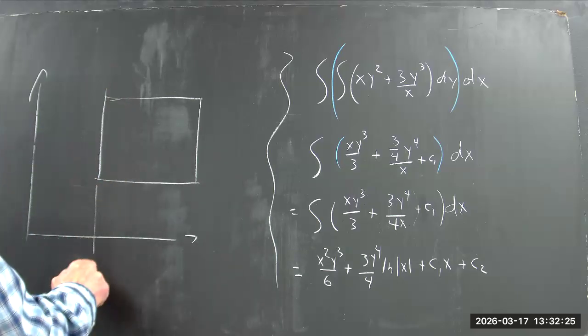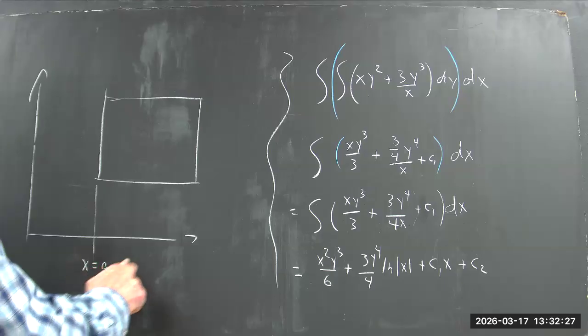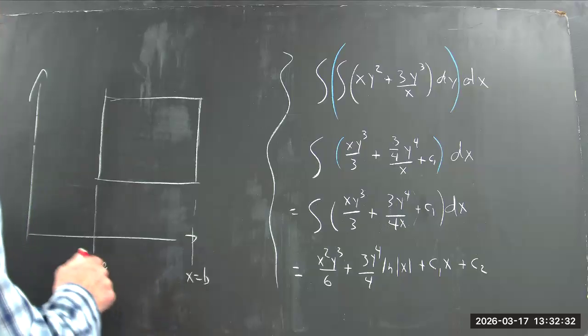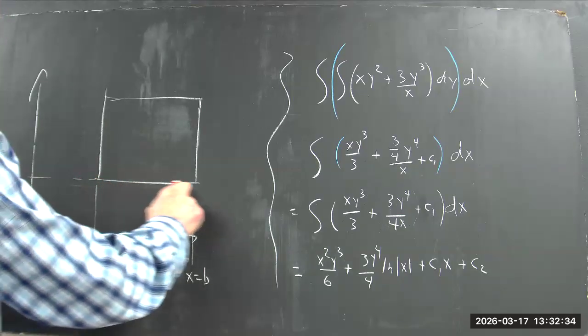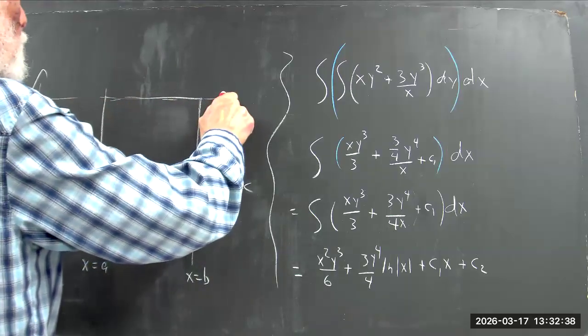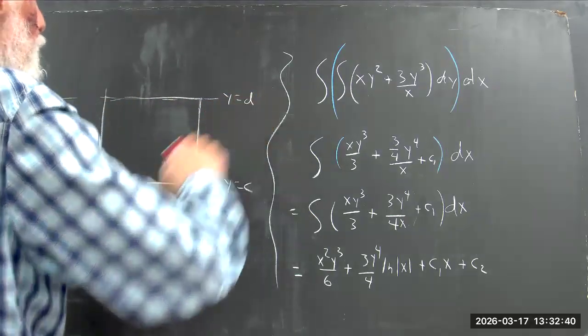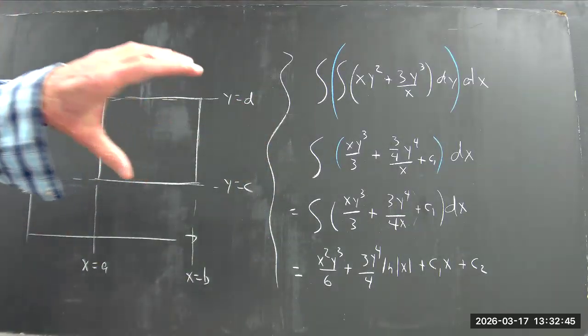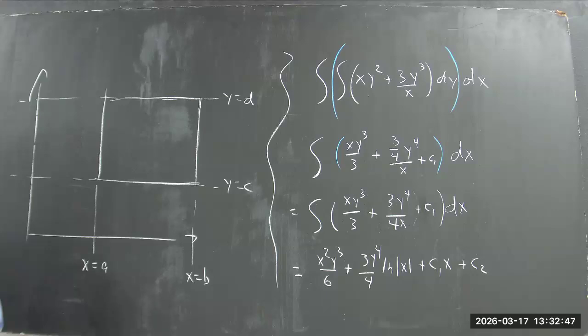It's bounded by x equals a, x equals b, y equals c, y equals d. So it's not only rectangular, but it's rectangular with the sides parallel to the axis.